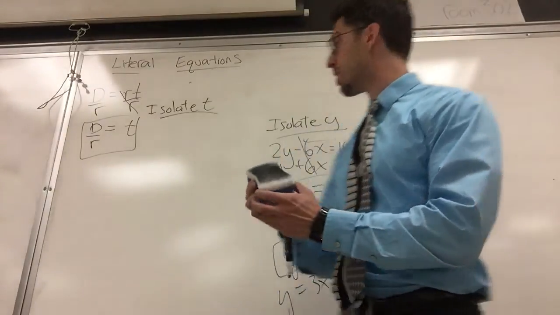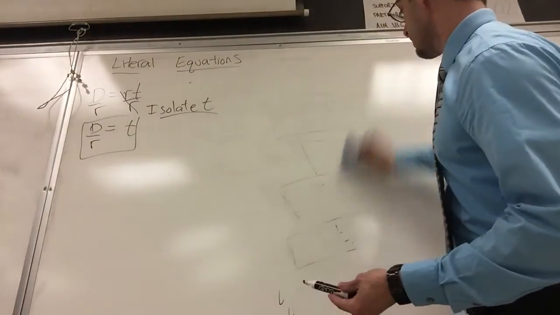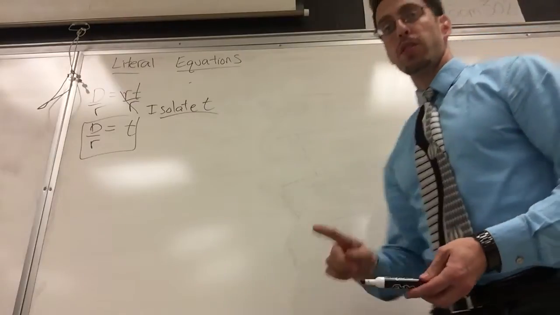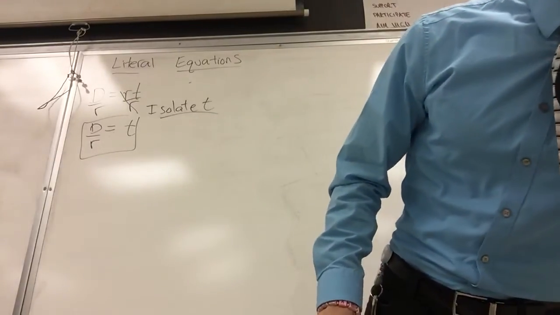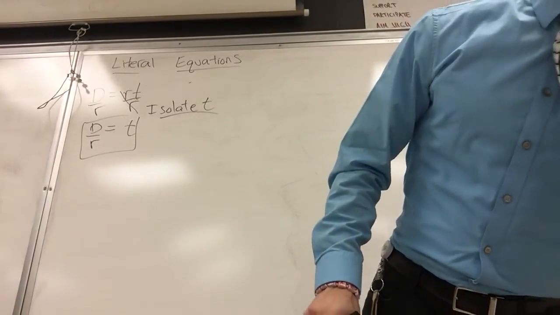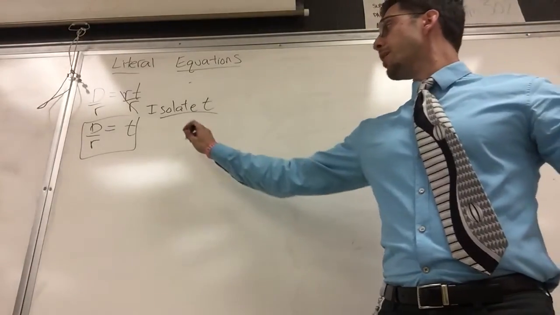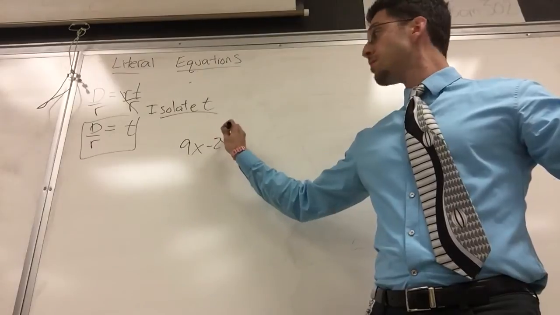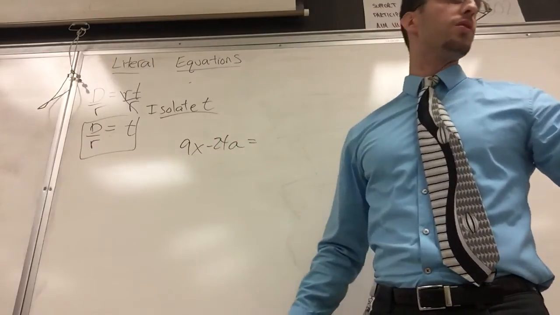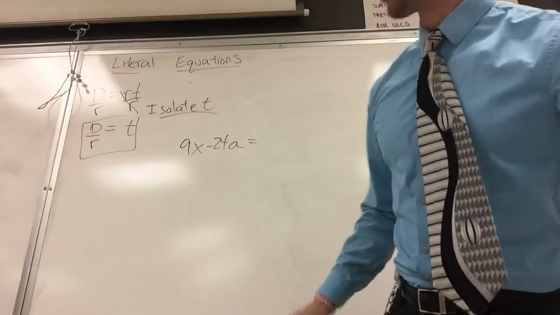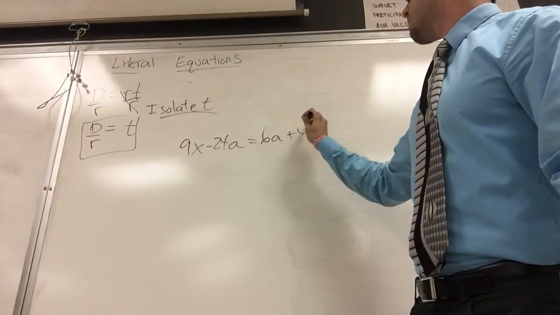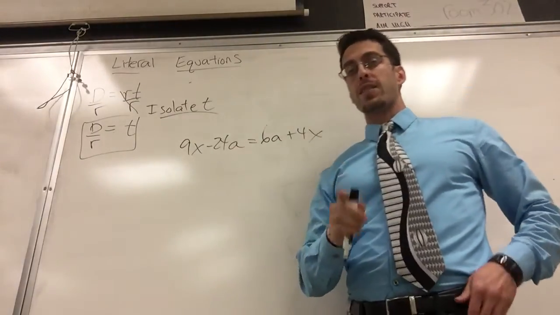I think you got the point, but I'm going to do a challenge one anyway, just because I am that motivated. In fact, I put this on a quiz recently. We got 9x minus 24a equals 6a plus 4x. Directions say solve for x, isolate x.